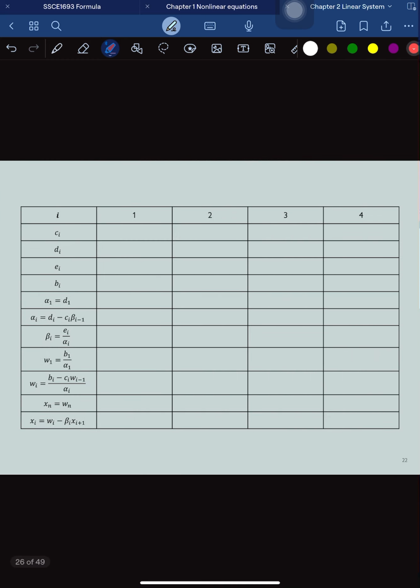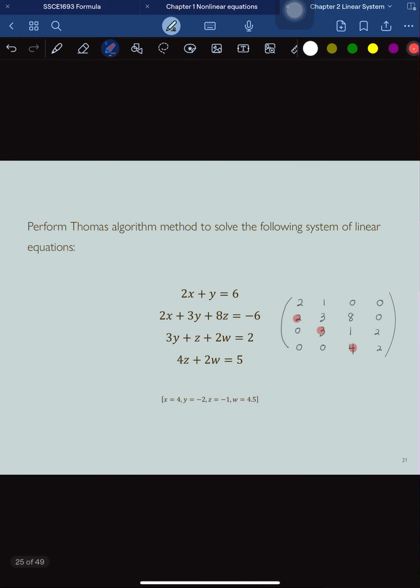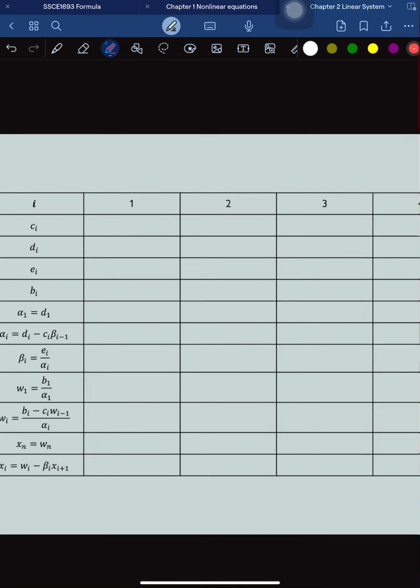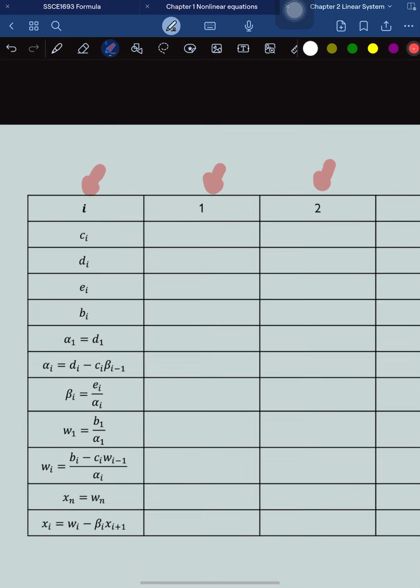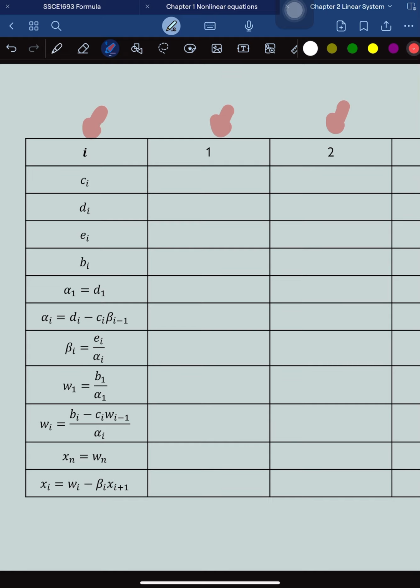So you have to construct the table, and the number of columns depends on the number of variables. For our example, we have X, Y, Z, and W. So we have 4 variables, so you need to put 5 columns, including this one: 1, X, Y, Z, W. I repeat, the number of columns depends on the number of variables. So start with C, D, E, B, and so on.